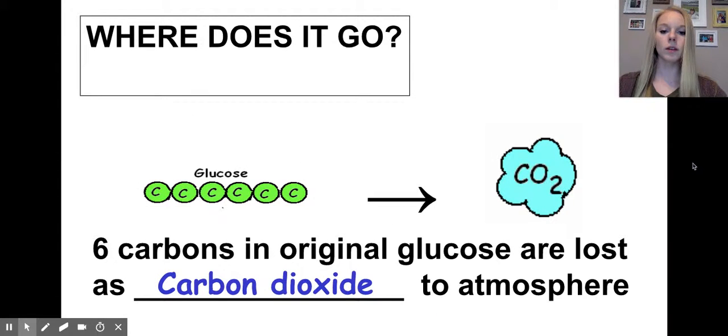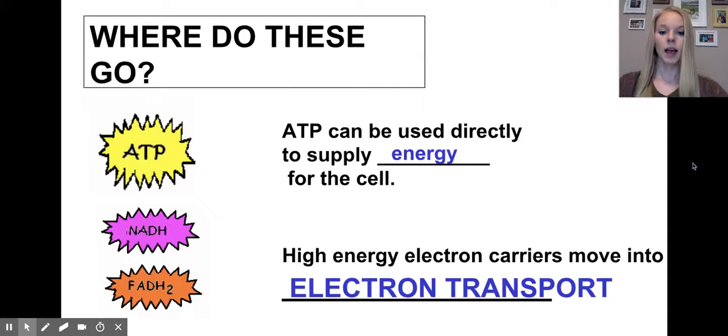So where do all of these molecules go? For carbon dioxide, these were the original 6 glucose carbons that are lost, and carbon dioxide is what you exhale back out into the atmosphere. ATP is used directly to supply energy for the cell, and FADH2 and NADH are carrying electrons and hydrogen ions over to the electron transport chain, which is our next step in cellular respiration.